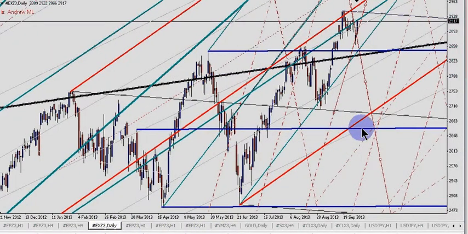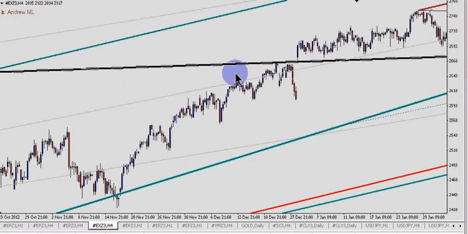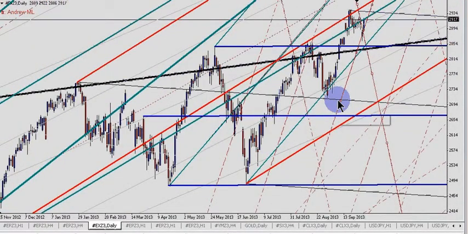I want to show you this. This is the Dow Jones Euro Stocks 50. We had a big gap filled here. Again, I'm using this blue fork here. We've got an upsloping fork here. This is a combination of historical pitchforks from large time frames.